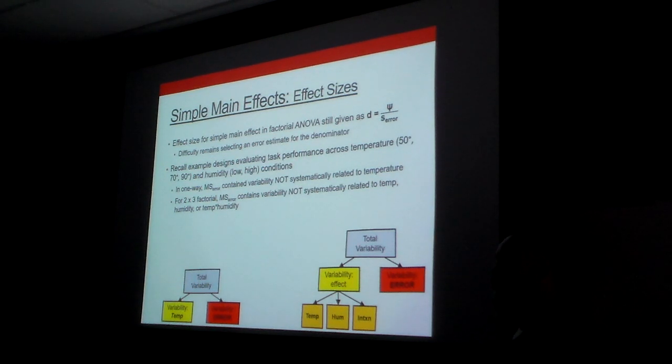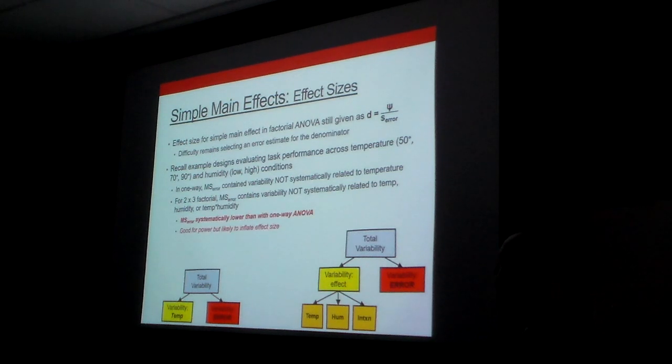Because you're accounting for more. Yeah, because I'm accounting for more stuff. In this design, there's variability in my error term that could be modeled that's due to temperature, humidity, and the interaction. But all we're doing is pulling out temperature. And so my error term ends up being bigger here than here.